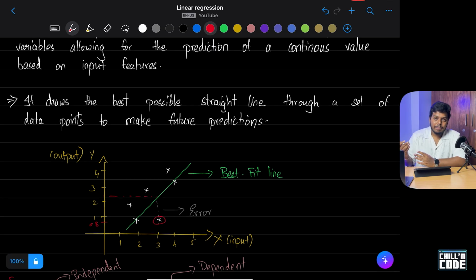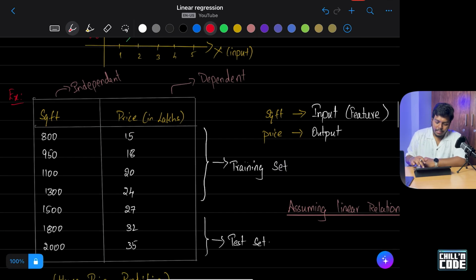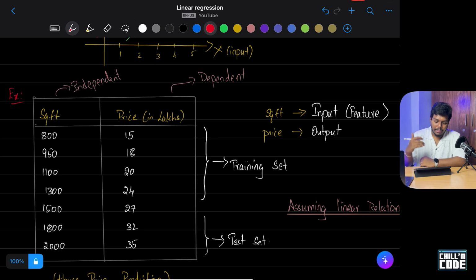Now, what are these x values and what are these y values? The x values are nothing but the inputs which we give to a model, and y is the output which the model gives us. Let's see all the terms which we have used with an example right now.